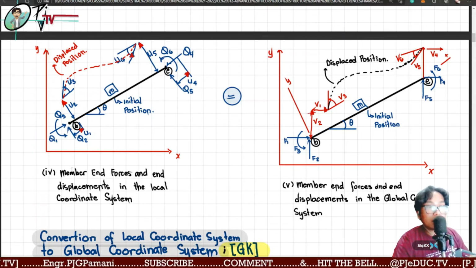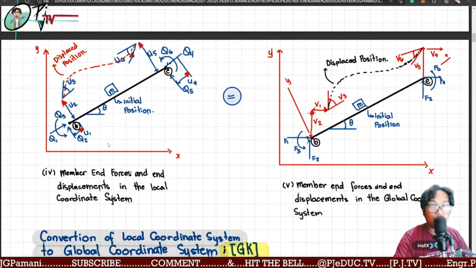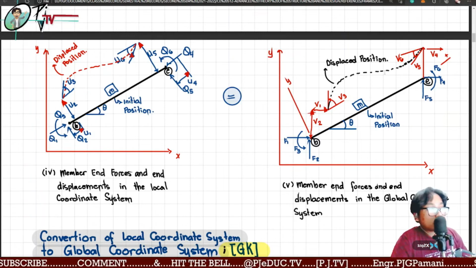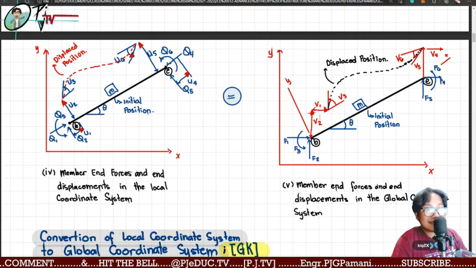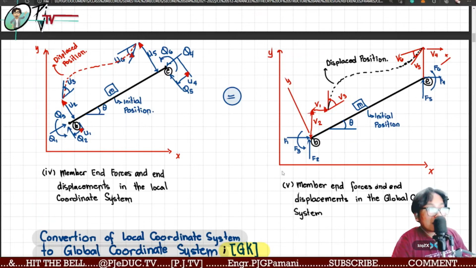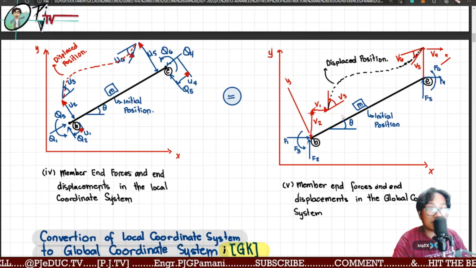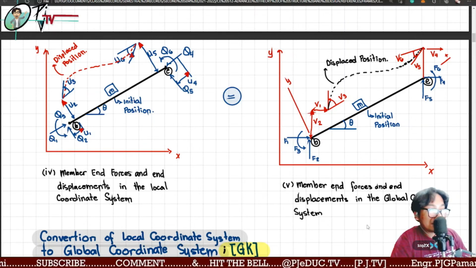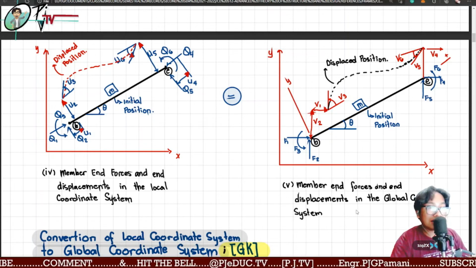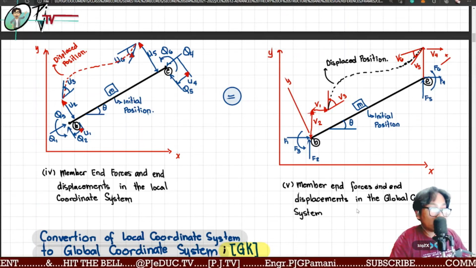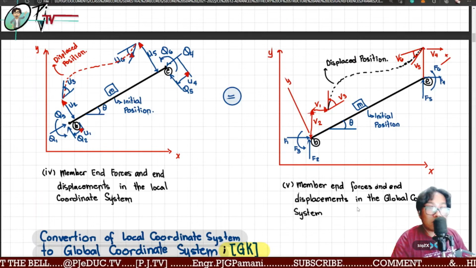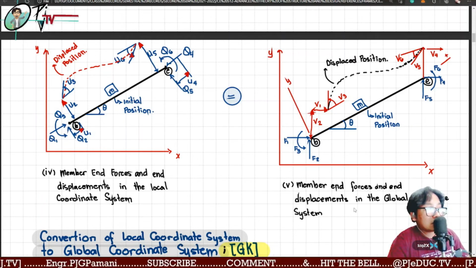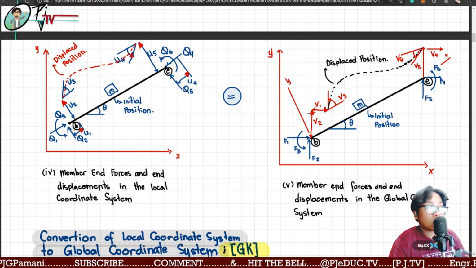After applying the transformation method on this member, we can then transform it onto its assigned axis or assigned coordinate plane, converting it to its global coordinate system. We can then identify the x and y components, the x and y forces, the x and y displacements, and moments, the member end forces and end displacements in the global coordinate system.